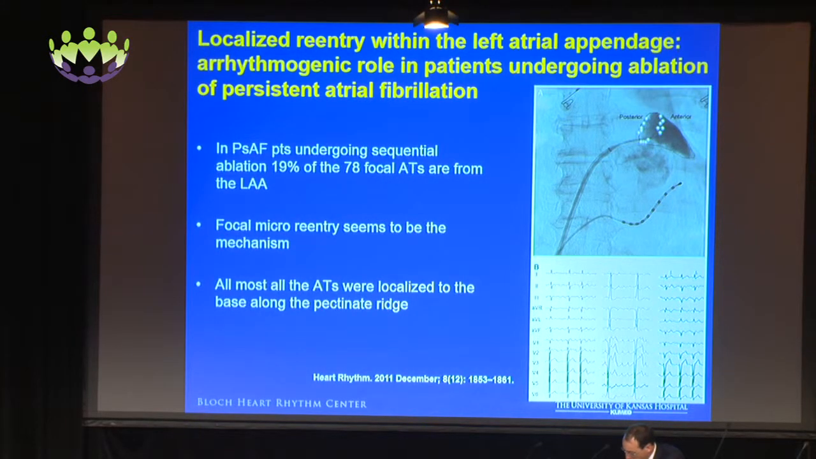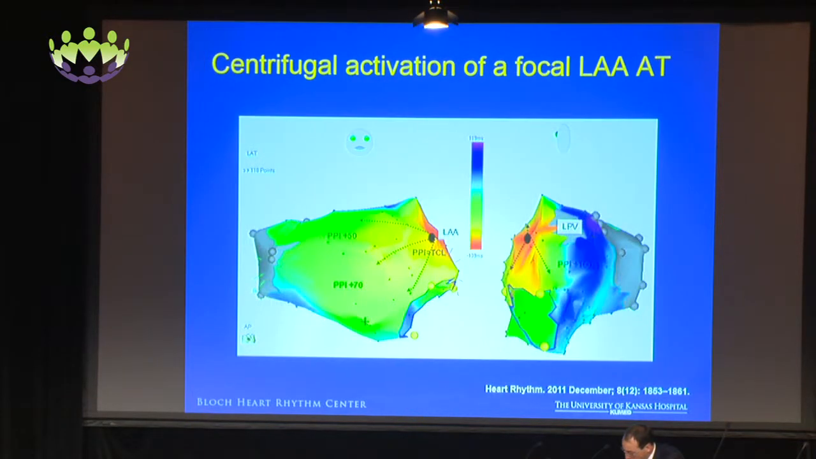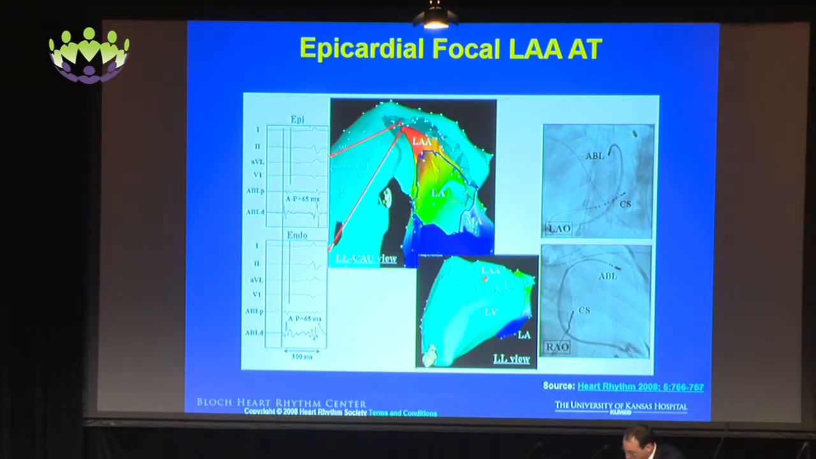Even in patients who have more persistent atrial fibrillation, this is a nice paper from the Bordeaux group that clearly described that the left atrial appendage is a seat for atrial tachycardias in about 20% of the patients. Focal micro-reentry seems to be a mechanism in this, and almost all of these ATs were localized to the base along the pectinate ridge in this particular case. So this is, again, a very nice map that clearly shows the centrifugal activation of an atrial tachycardia focus, and in some cases, they were mostly reentrant tachycardias.